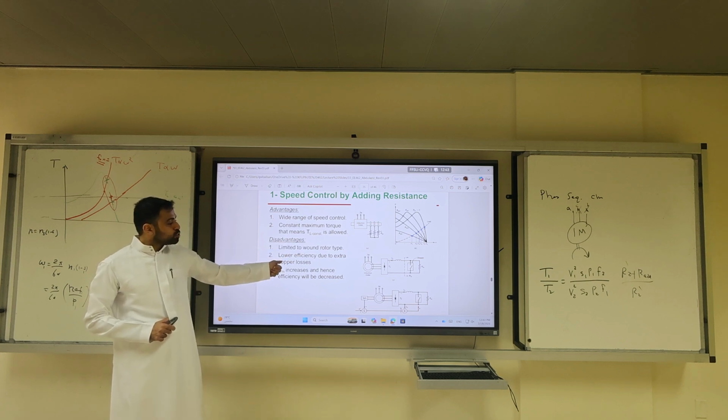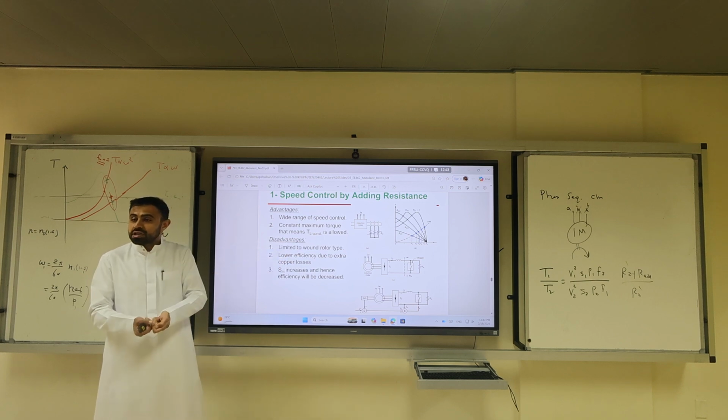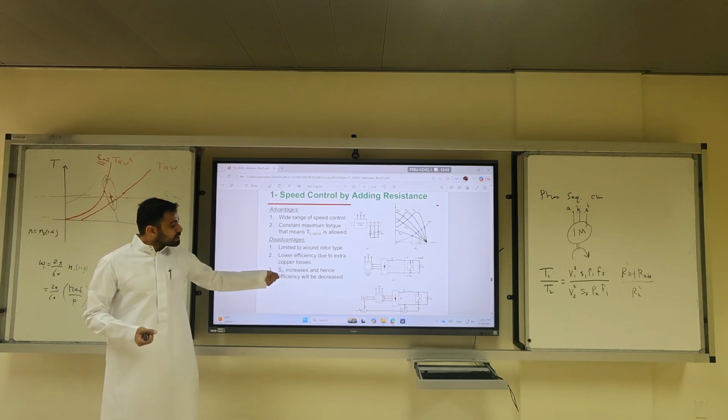Lower efficiency due to copper loss. Yeah, we add more resistors, we have more I square R losses. The last part is the maximum slip increases and efficiency will be decreased.